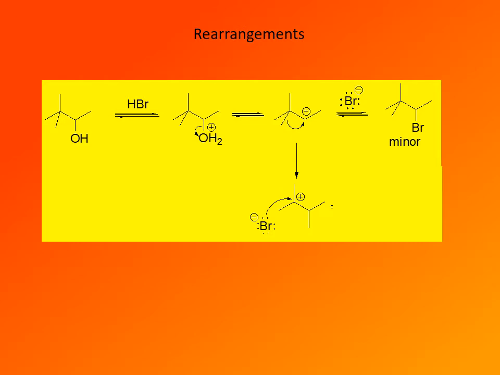And now bromide anion reacts with rearranged resulting tertiary carbocation to give the final product, and that's the major product. So the major product is 2-bromo-2,3-dimethylbutane.